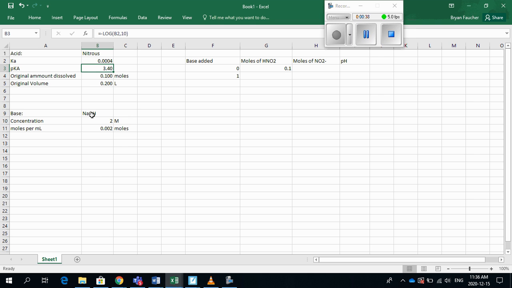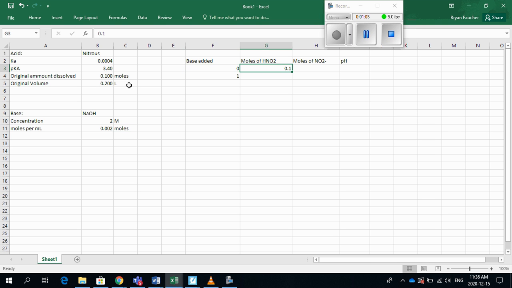We're going to titrate that with a strong base, sodium hydroxide, concentration 2 molar, so that each milliliter of sodium hydroxide has 0.0002 moles of the sodium hydroxide. So that's the kind of data I need to predetermine before I can start to generate my numbers here. So when I start off, I haven't added any base.